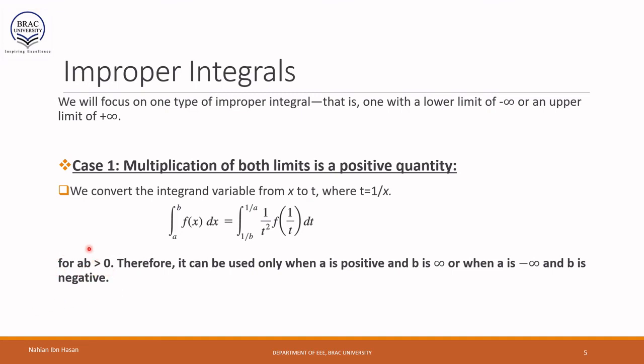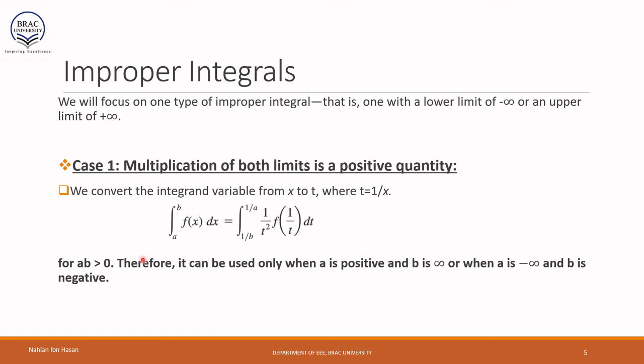So you have to be careful. You have to first check whether this multiplication is greater than 0. If this is greater than 0, then you can go for this substitution. Okay. So this is actually happening whenever a is positive and b is infinite. So if you multiply these two quantities, this will be a positive quantity. Also if a is minus infinity and b is a negative quantity, if you multiply these two quantities, that will also be positive. So both of them can occur actually.